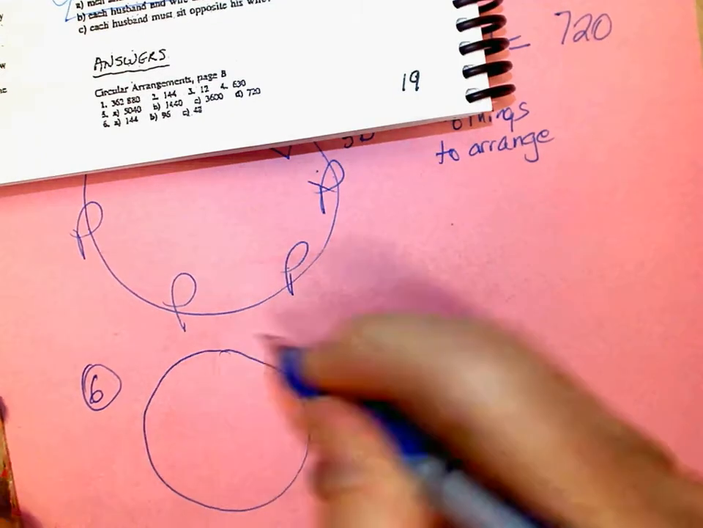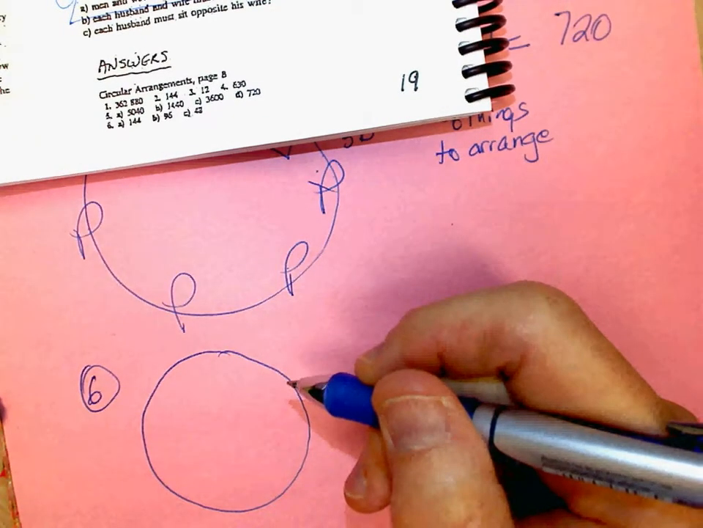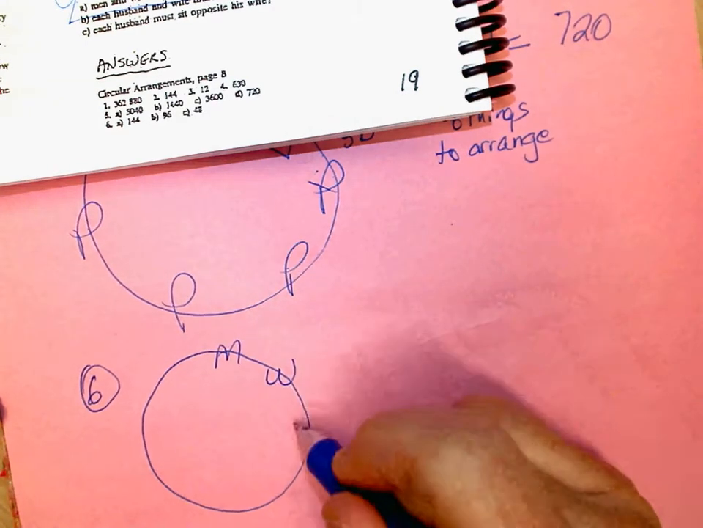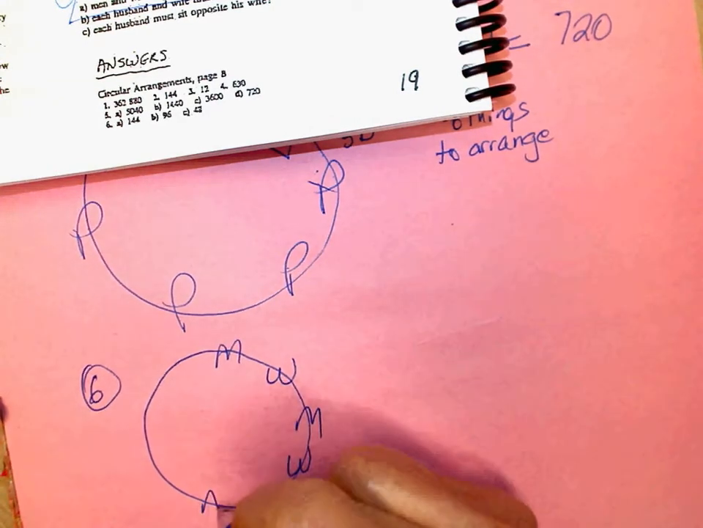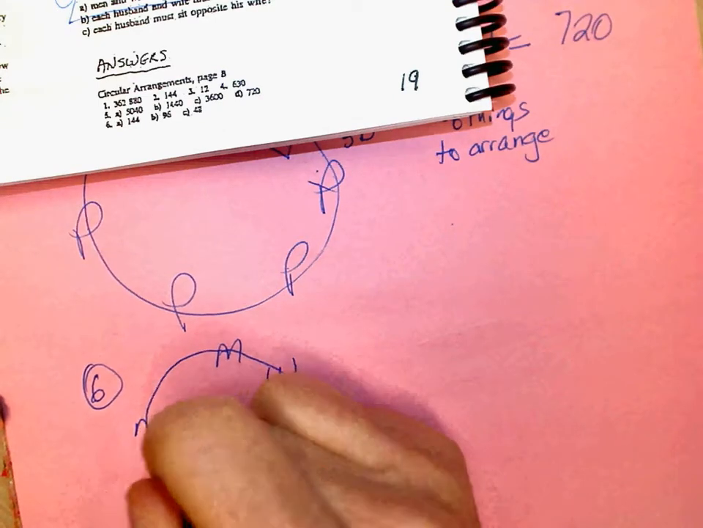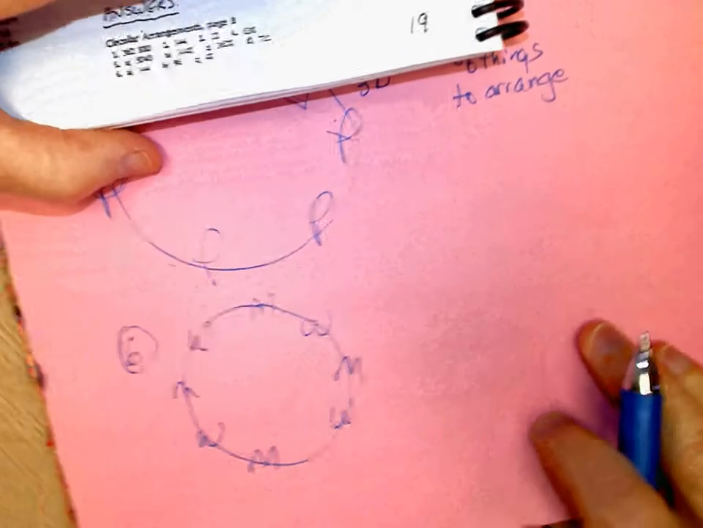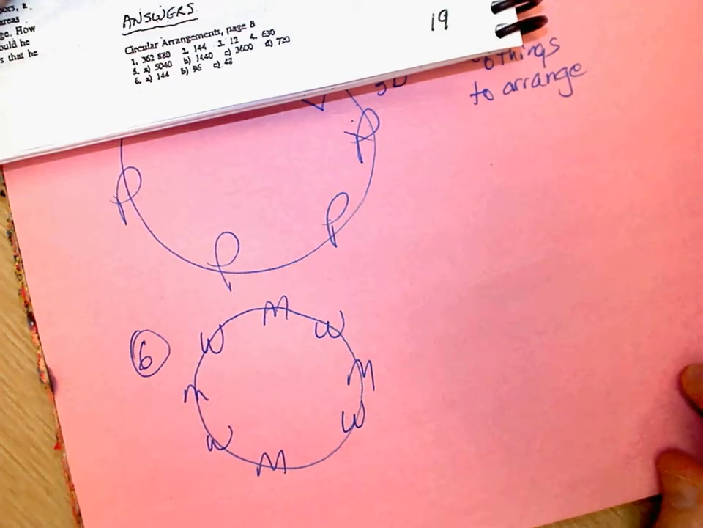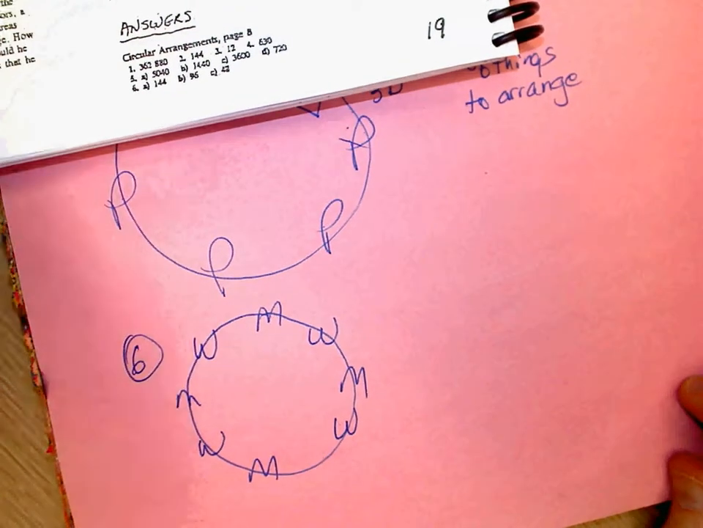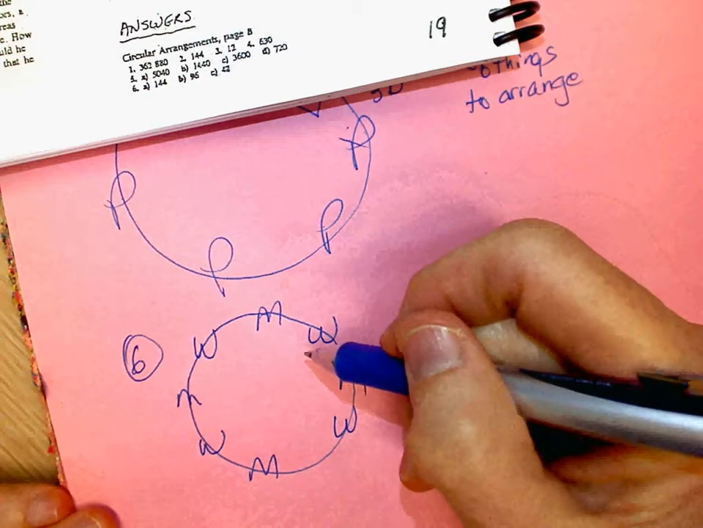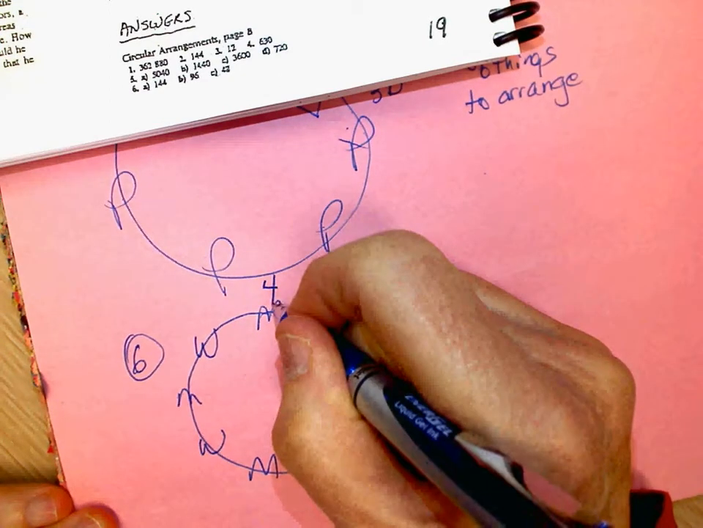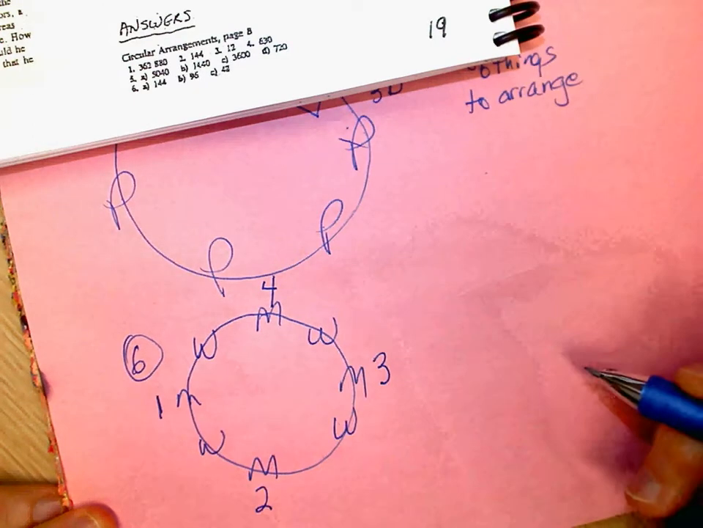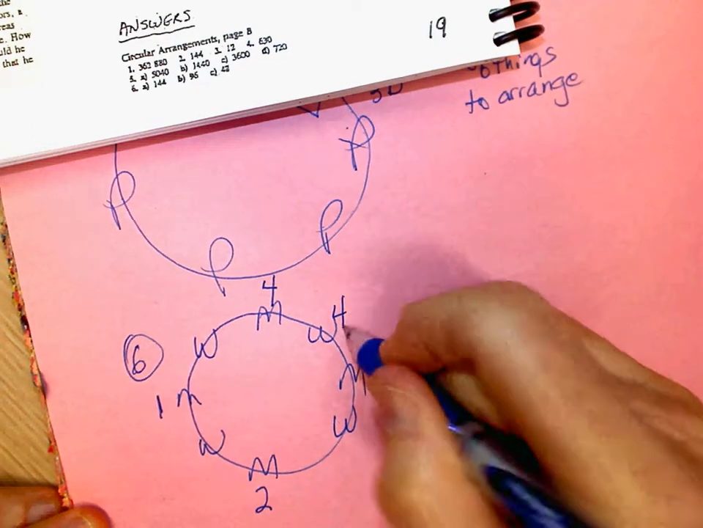So there's 4 married couples. So there's man, woman, that's one couple. Man, woman, man, woman, man, woman. 1, 2, 3, 4, 5, 6, 7, 8. 4 married couples, 4 times 2 is 8. So again, it's the same idea. You have 4 men, 3 men, then 2 men, then 1 man. And then you have 4, 3, 2, 1.